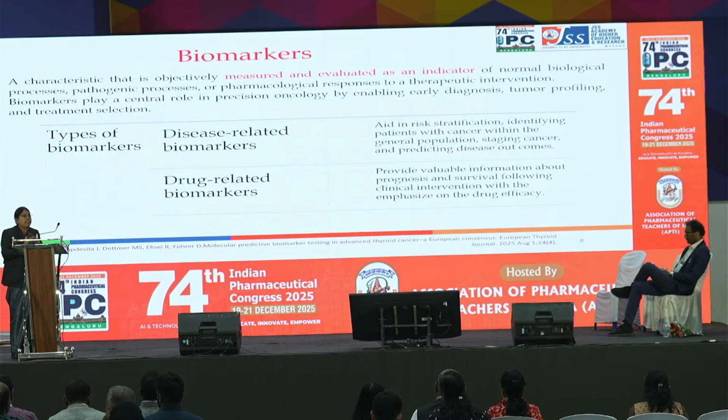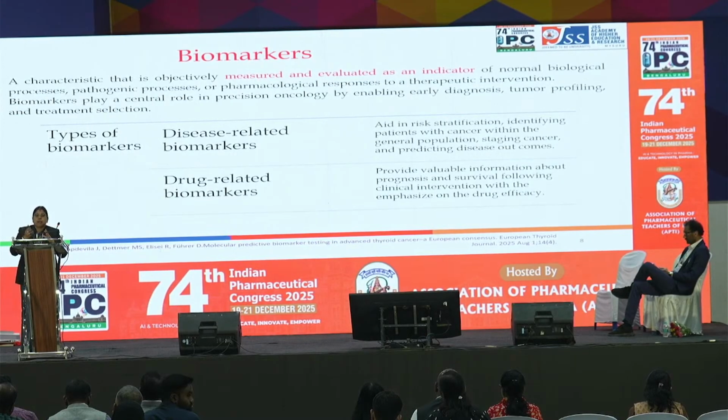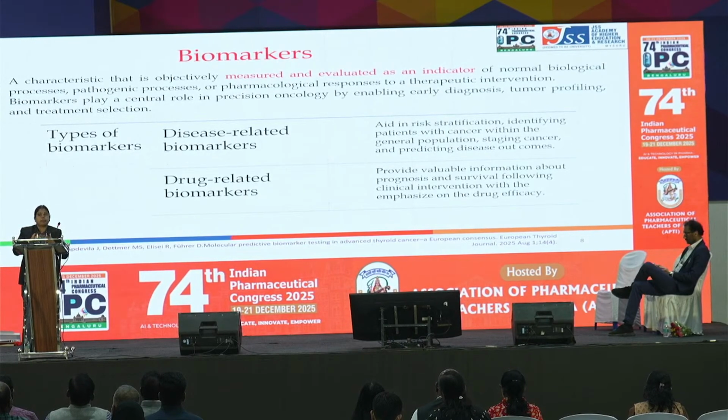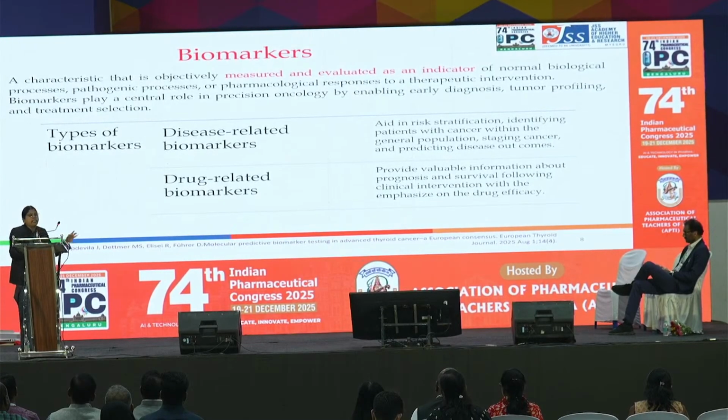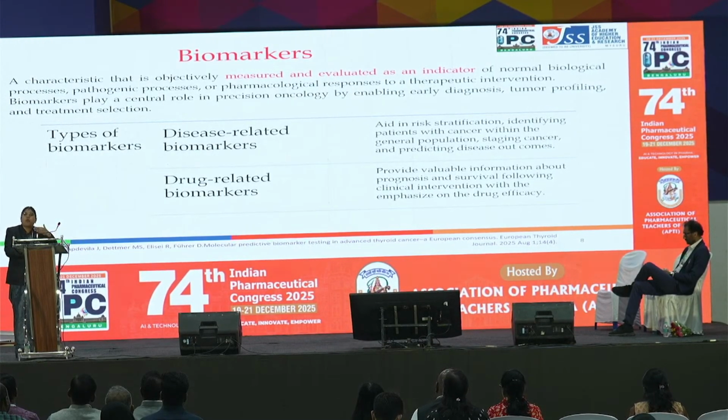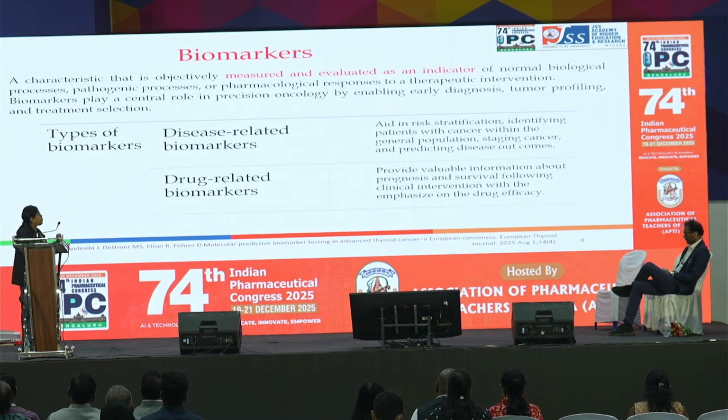In the disease-oriented, it is always risk stratification, okay? Whether it is medium risk, low risk or high risk, when you are giving a therapy to the patients. Whereas the drug-related biomarkers always go for the prognosis as well as the survival. So what is basically a biomarker? It is a measurable indicator of a normal physiological or biological response, which leads to the therapeutic intervention.